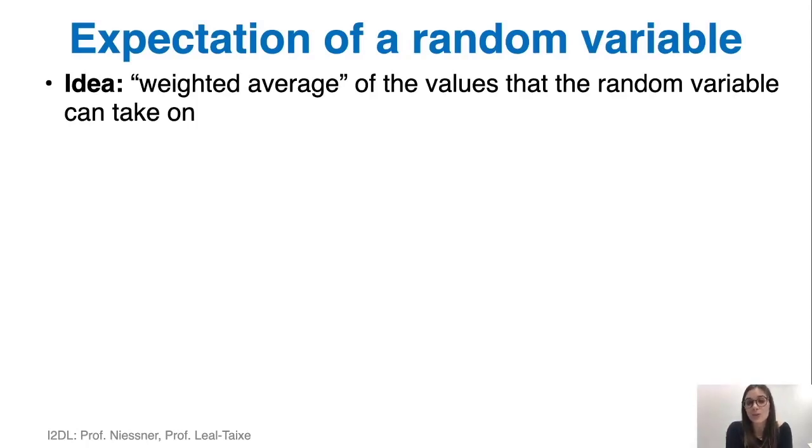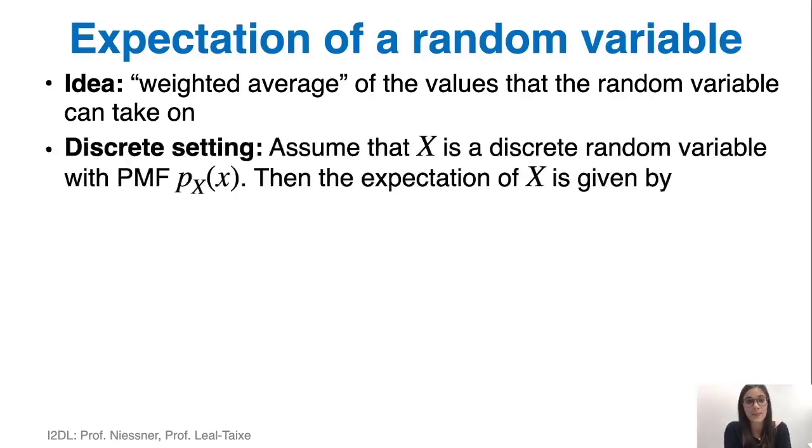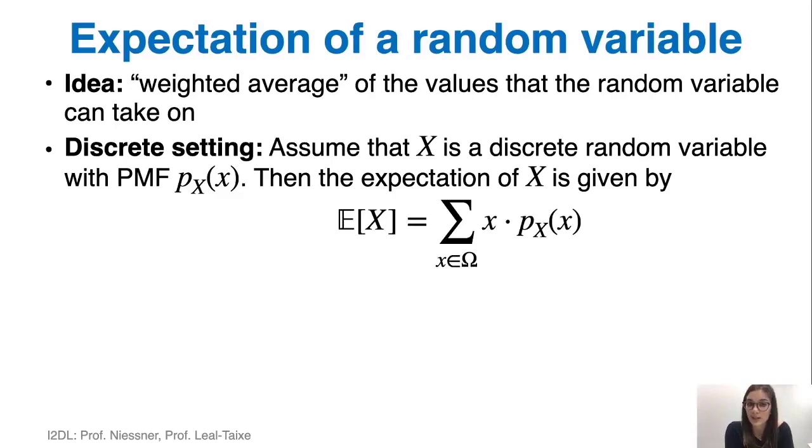First of all, we want to look at the definition in the discrete case. Let us assume that X is a discrete random variable, and we have a probability mass function p of x. Now the expectation of X is defined as E of X, which is equal to the sum over all elements x in our sample space omega, of x times the probability mass function p_X of x. Here you can easily see this is the weighted average of all elements in our sample space, and the weights are given by our probability mass function.